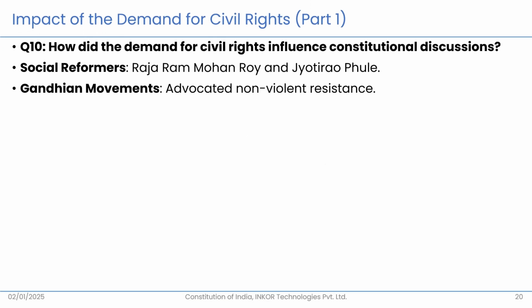The demand for civil rights had a significant impact on constitutional discussions in India. Social reformers like Raja Ram Mohan Roy and Jyotirao Phule fought against discrimination and advocated for equality. Their work influenced the inclusion of social justice principles in the constitution. Gandhian movements, which promoted non-violent resistance, further emphasized the need for legal protections for individual freedoms and rights.